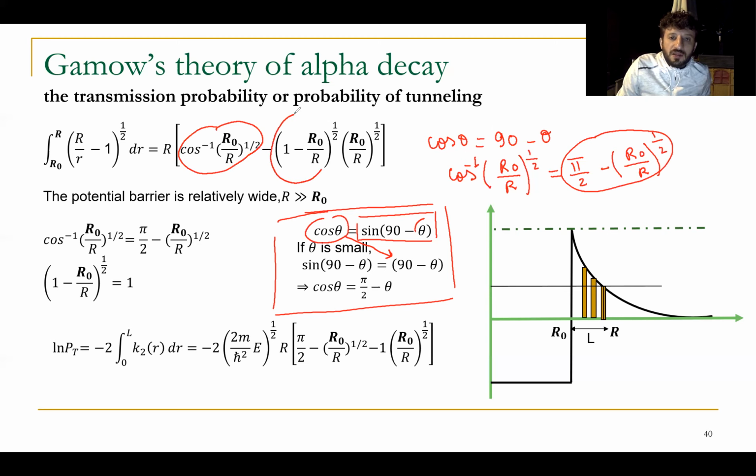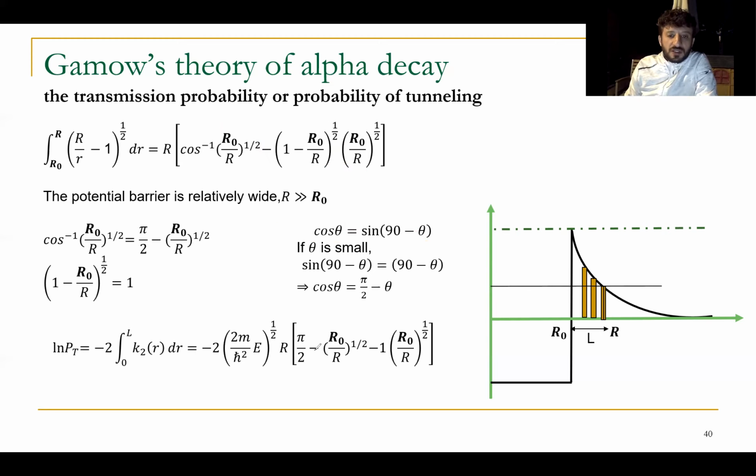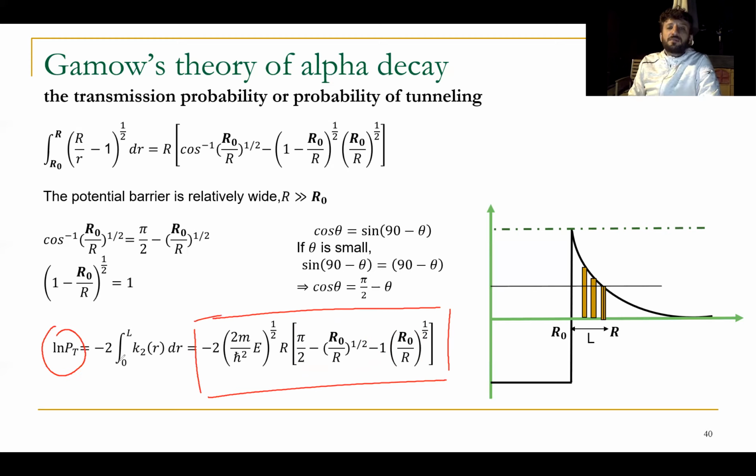And this one equals 1, and we can also replace this one by its value. Anyway, we come back to the equation. We put here the value of the first one, 1 for the second one, and here we have R0 divided by capital R to the power half. Finally, we arrive at this relation of ln PT, the transmission probability.